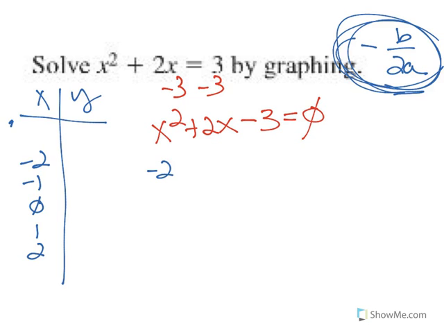So let's put our -2 into our equation here like we did last week, okay? So -2 squared is 4, plus 2 times -2 is -4, so that's 0, -3, so we've got -3 there, okay?